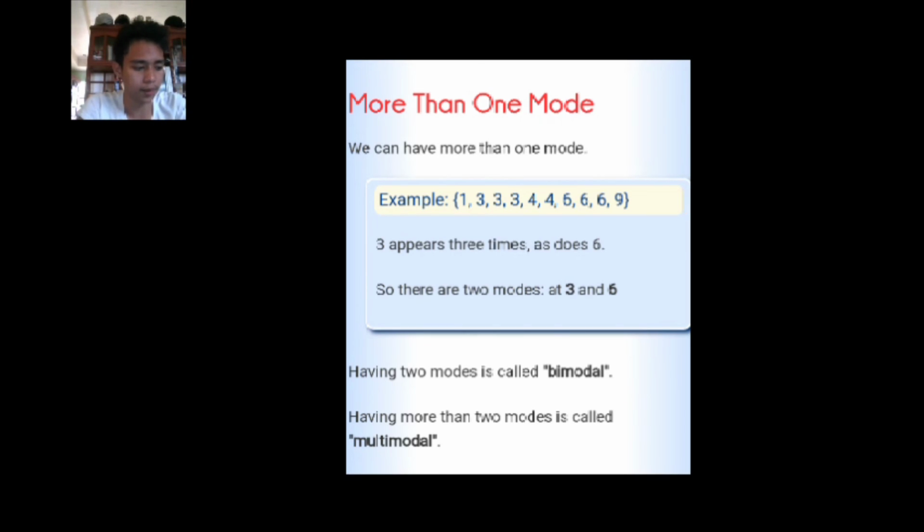Another example is more than one mode. We can have more than one mode. Example: 1 3 3 3 4 4 6 6 6 9. 3 appears 3 times as does 6. So there are two modes, 3 and 6. Having two modes is called bimodal. Having more than two modes is called multimodal.